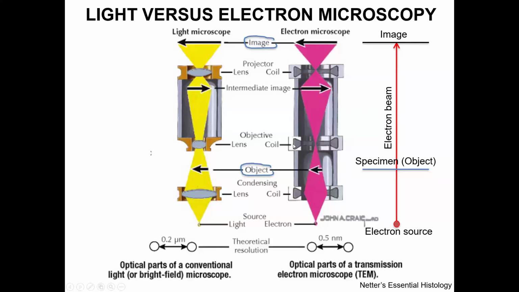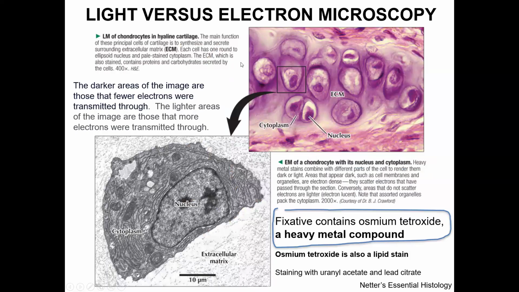Another coil, this is the objective coil. And now you can see the difference between what you can see in a light microscope. These are chondrocytes, the major cells in cartilage. You see the boundaries of the cell, you see the nuclei, but no detail inside the cell.